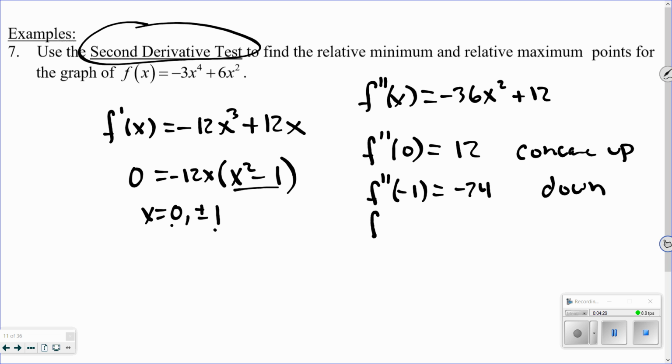Plug in 1. That also comes out to be negative 24. So that means it's also concave down. Now what we're trying to find is if there's mins or maxes at 0, negative 1, and 1.